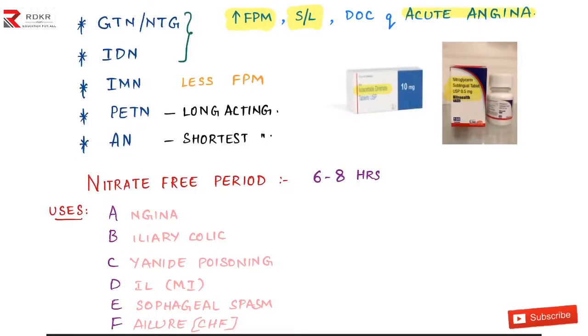And what are the main uses of nitrates? You can remember with the mnemonic A, B, C, D, E, F.